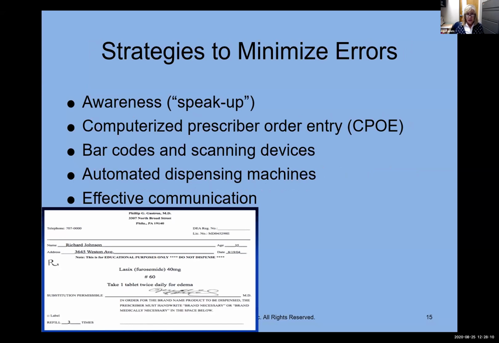So what else do we need to do to minimize those medication errors? Well, number one is you need to know that you have a voice, and you need to speak up when you see things being done that are not according to protocol.